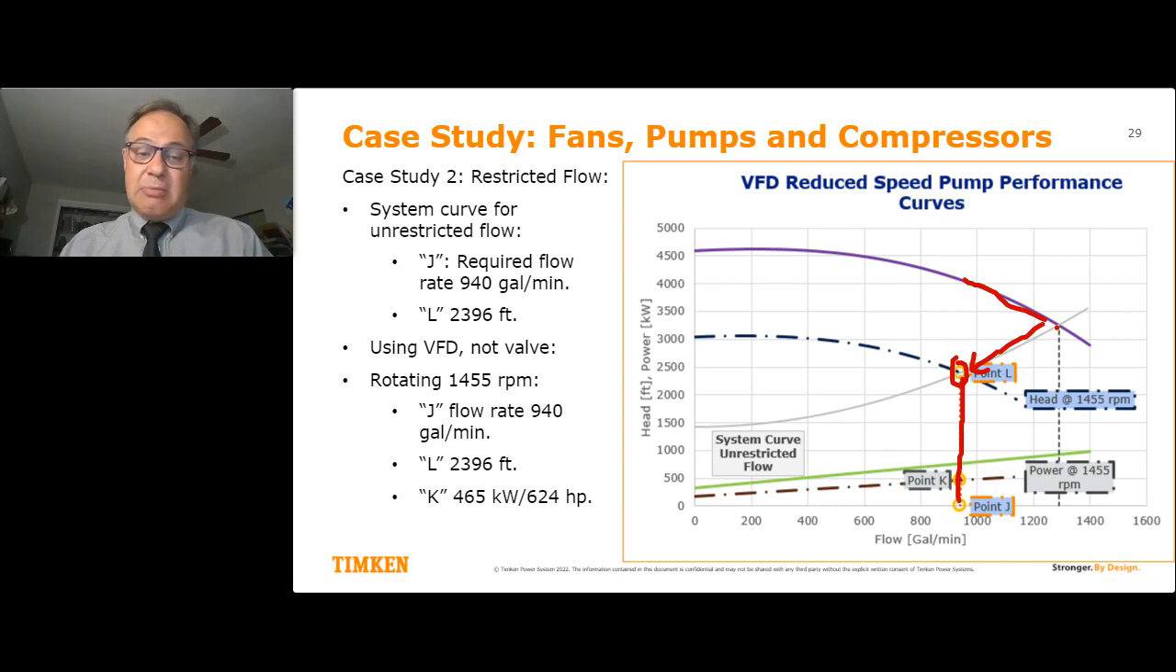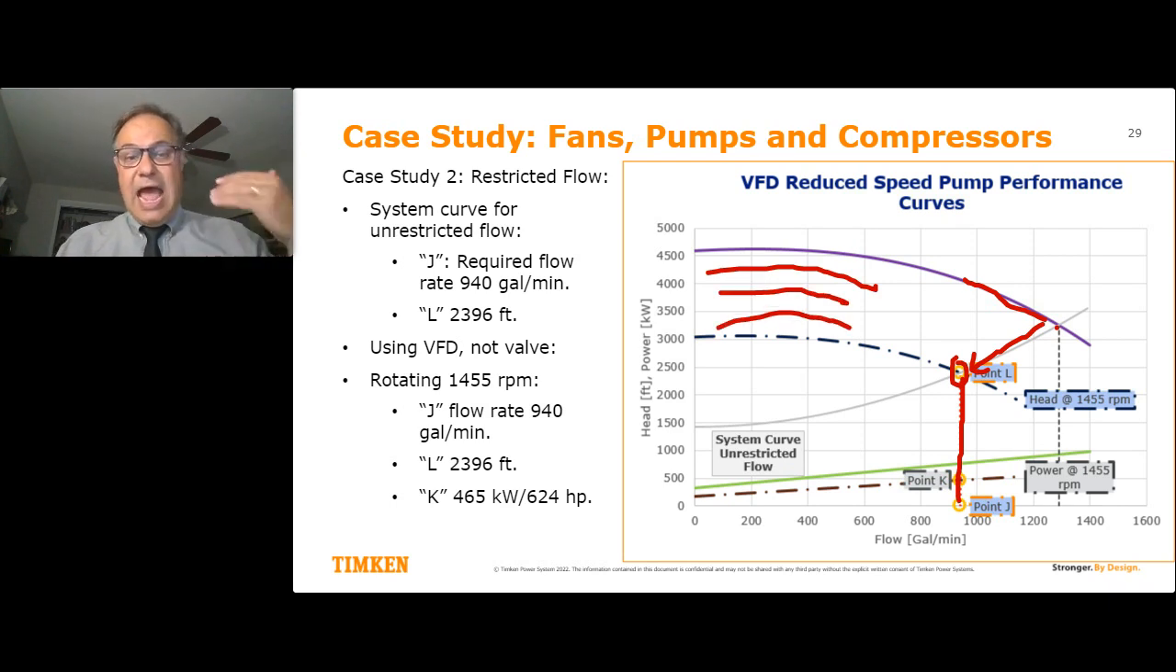I know what the flow rate is, and I know what the head is. And now, by systematically drawing for different frequencies, different speed, I can use affinity laws to calculate what happens to my pump. As it pumps less water, it reduces the volume, the head drops, and the power drops. So what I found by doing multiple calculations, I find that 1455 RPM, I achieved what I wanted to achieve. With this system curve, I achieved 940 gallons per minute at a head of 2,396, and I consume significantly less energy.